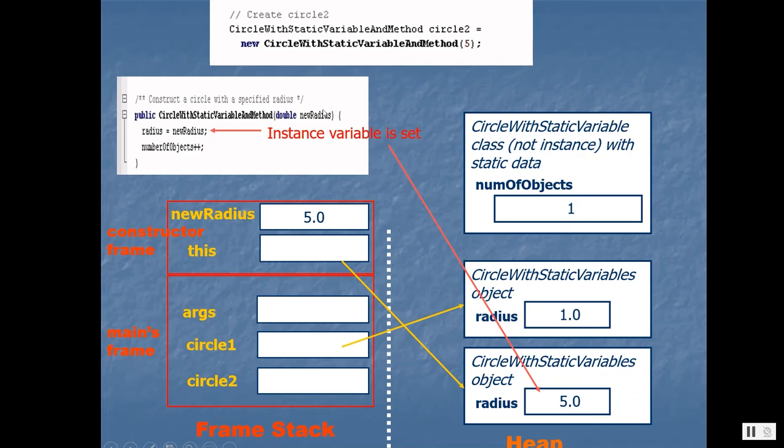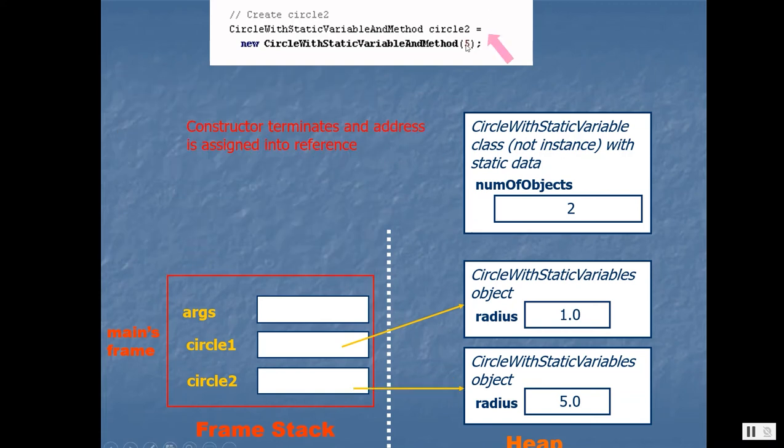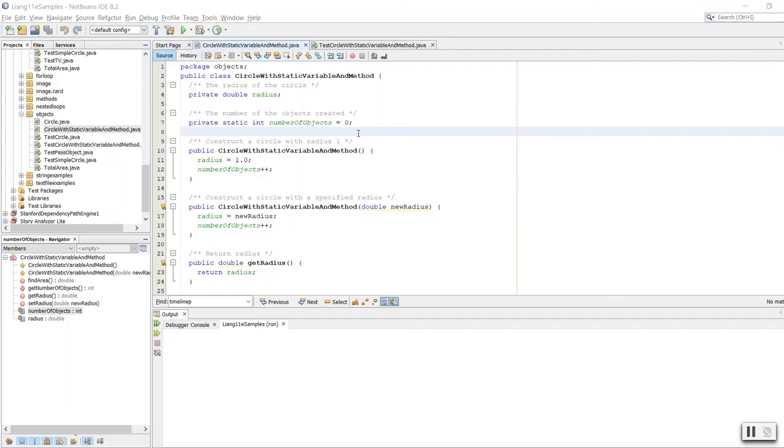Once again, we go through the same process. We assign the parameter into radius. So now we have two objects, each with their own radius, and we increment num of objects. You can see the purpose of this is basically to keep track of how many objects were instantiated. Once that constructor is popped, the assignment operator can take place. Now we have our local variables in main: circle1 is referencing one object, and circle2 is referencing the other object.